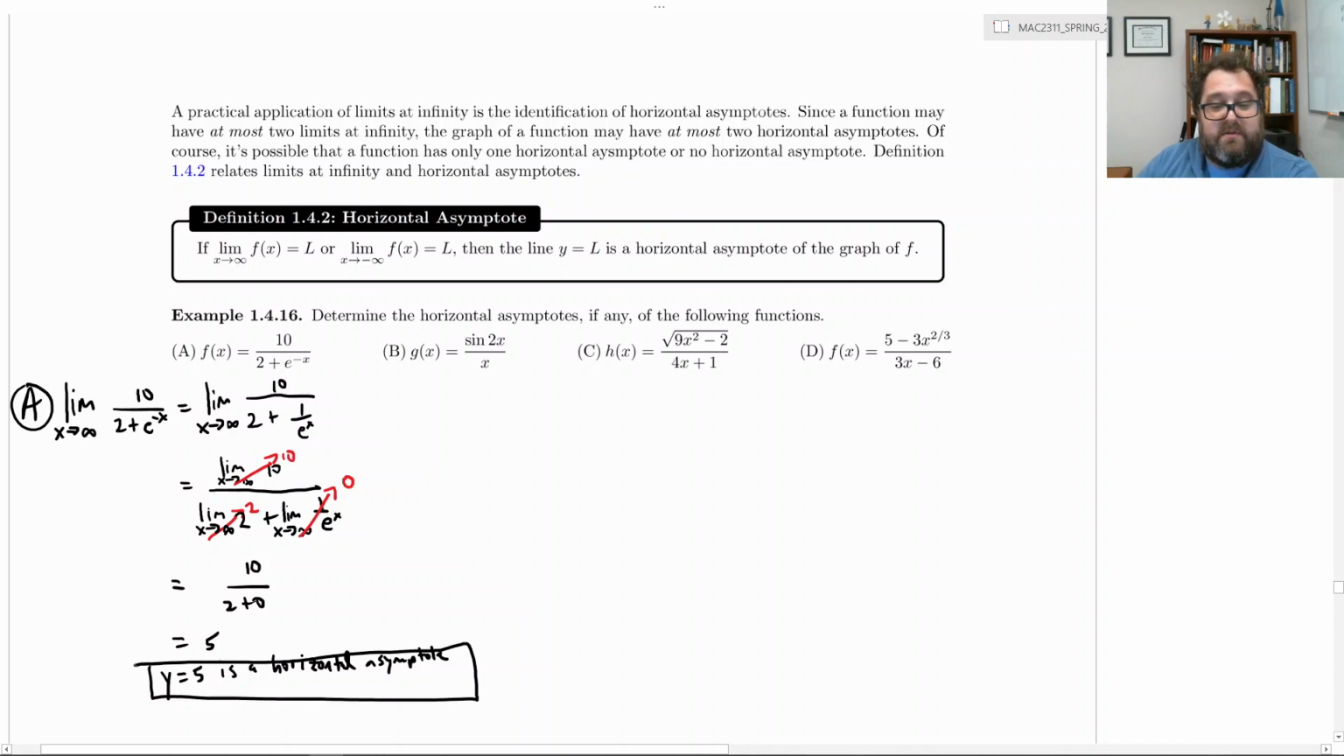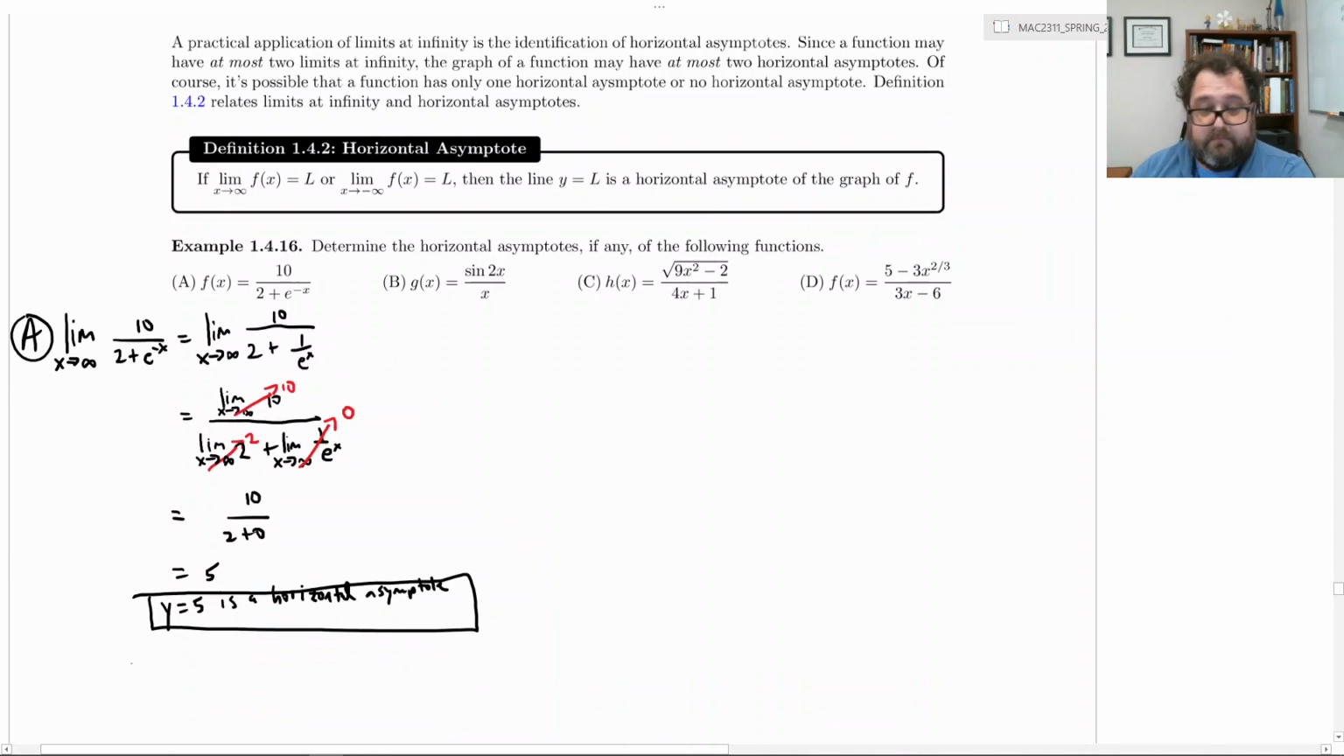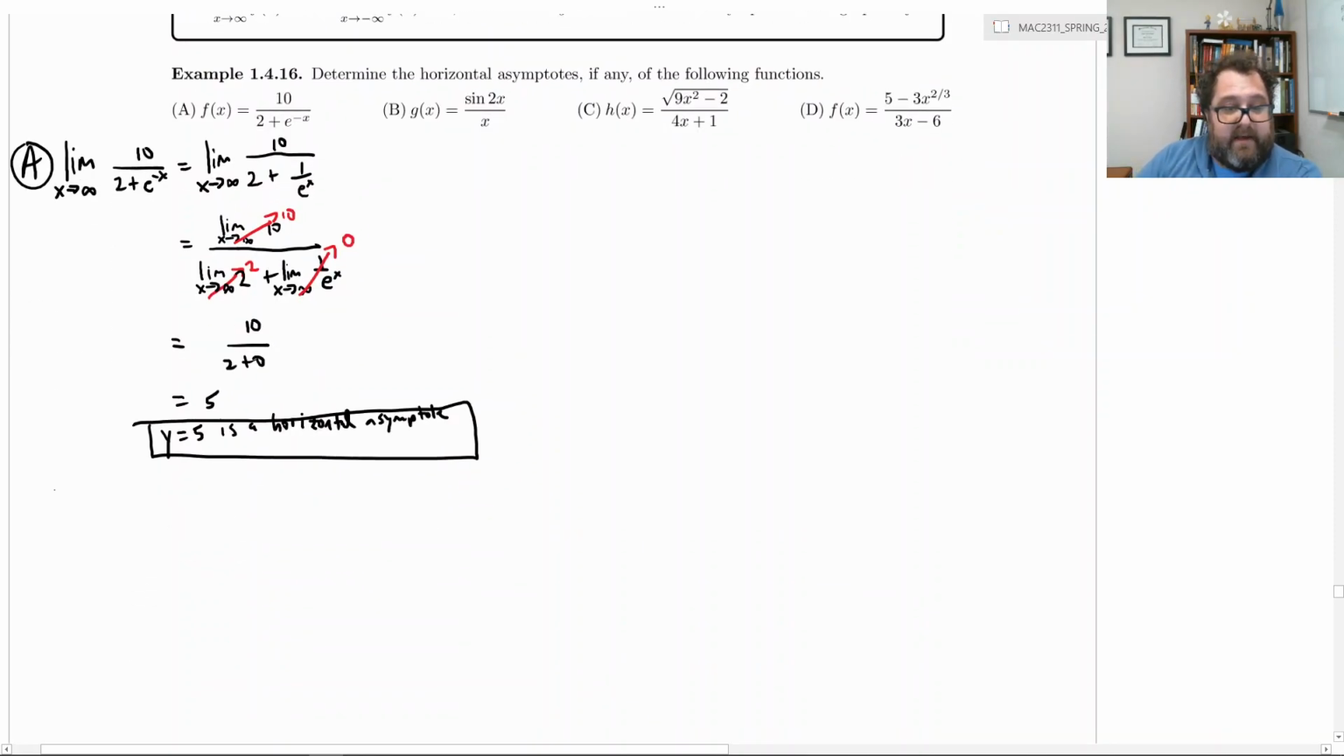So there's one horizontal asymptote. Now let's consider the other limit. So the other limit that I had to erase just a moment ago would be the limit as x approaches negative infinity of 10 over 2 plus e to the negative x.